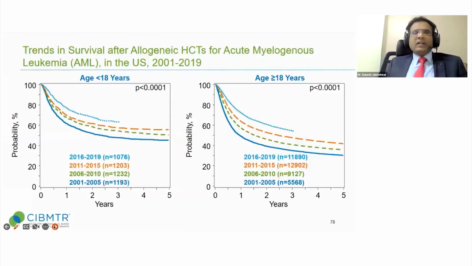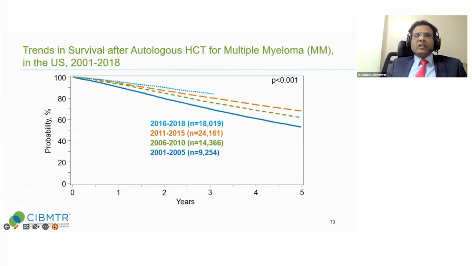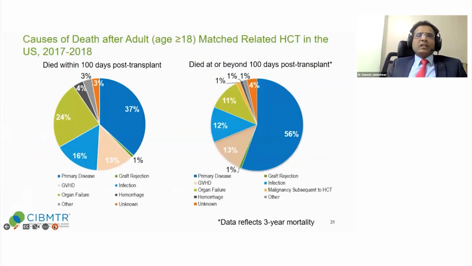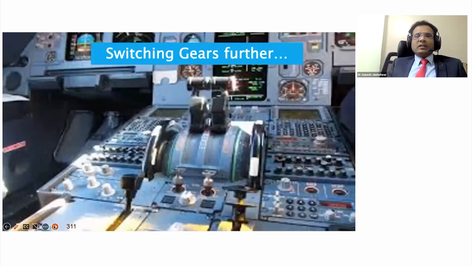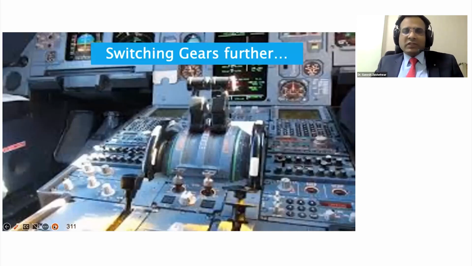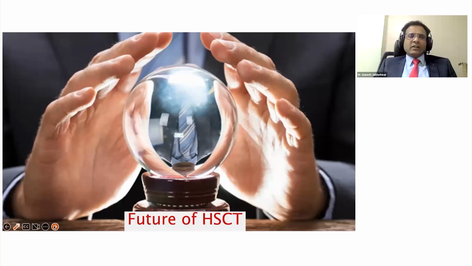So you can see the trends in survival across transplants. Decade by decade, there is much more improvement in survival, in both malignant and non-malignant conditions and also in the autologous transplant scenario. And the causes of death still remain disease relapse as well as infections and GVHD. So now my last part, the future of transplant, I will skip.